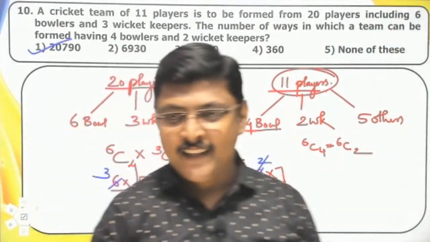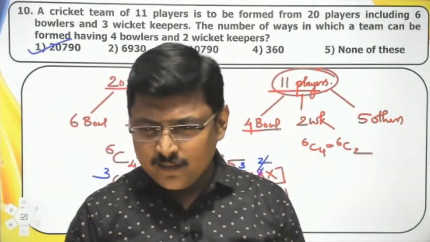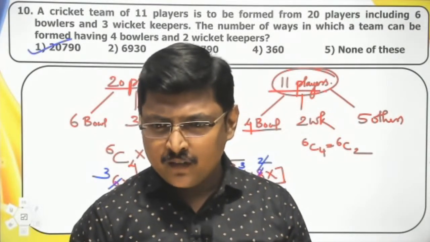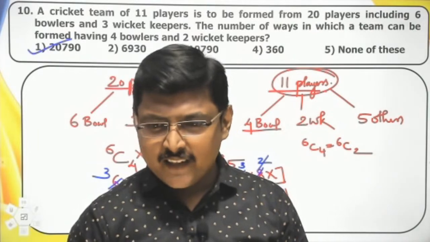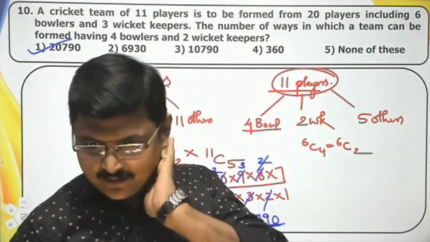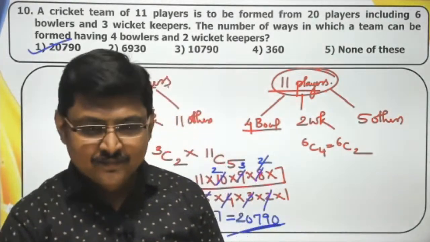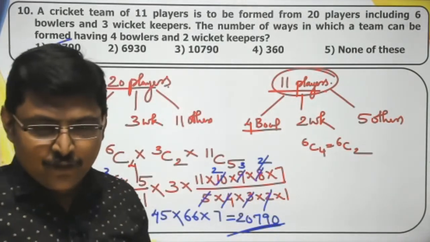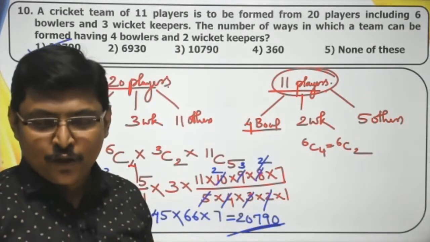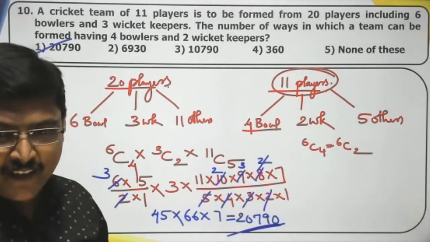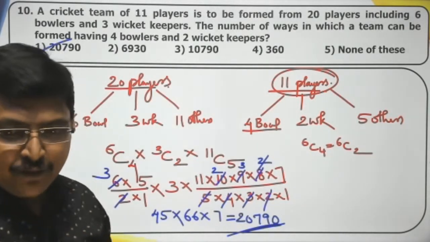So finally we got the answer, and the answer is option number 1, 20,790. Yes, finally many got the answer. Okay, not clear, now clear. Okay, now it's clear. I hope this is clear. If you have any doubt, please do comment. I want to know whether it is clear for all.